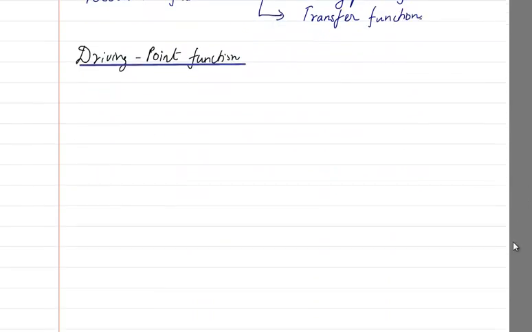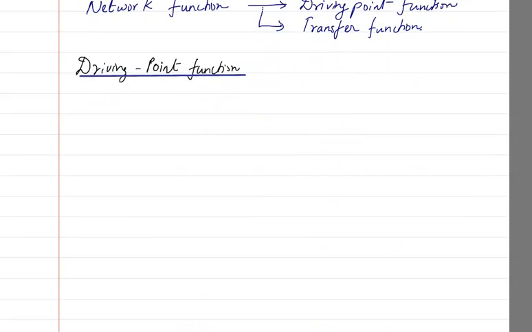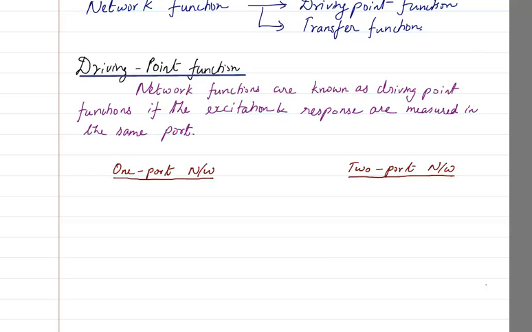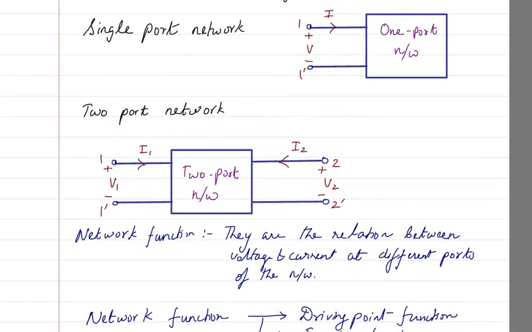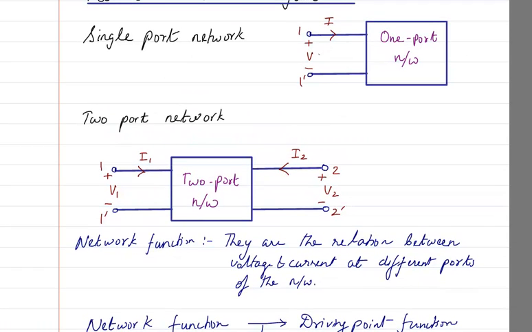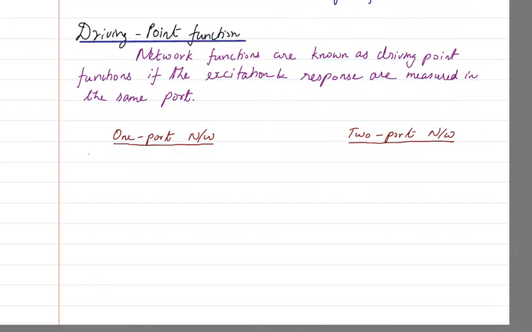So I will write the definition first. The definition is, network functions are known as driving point functions if the excitation and the response are measured in the same port. So let us write the driving point function for one port network and two port network. As you can see, the one port network has only one voltage and one current.